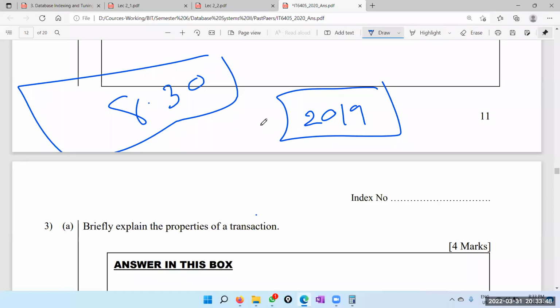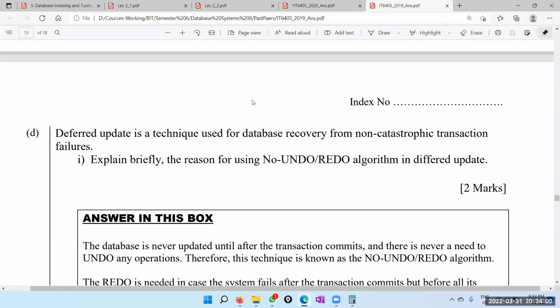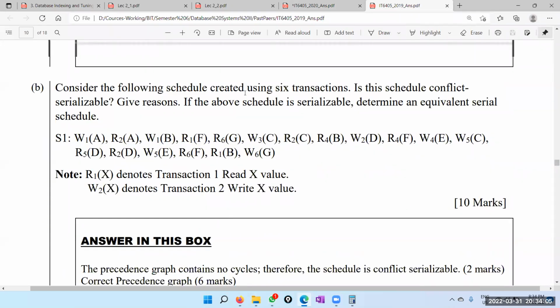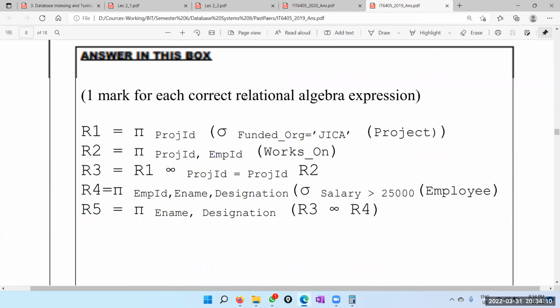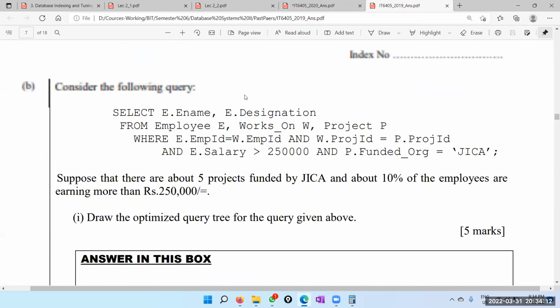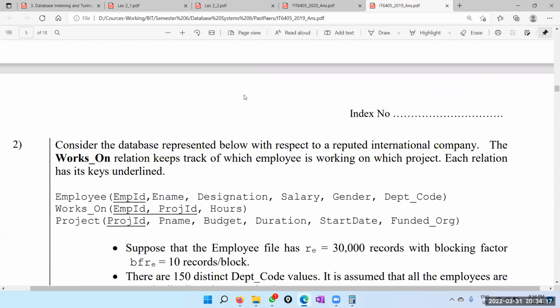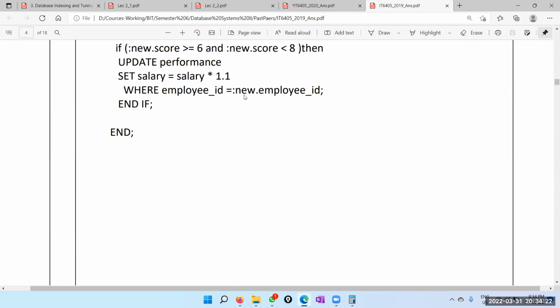Okay, so let's continue with the 2019 paper. Again, we are only looking at the transaction questions, because we look at them in detail. We have done all these questions. And you can see it looks pretty much the same structure. Second question. The first question, I think we discussed this.